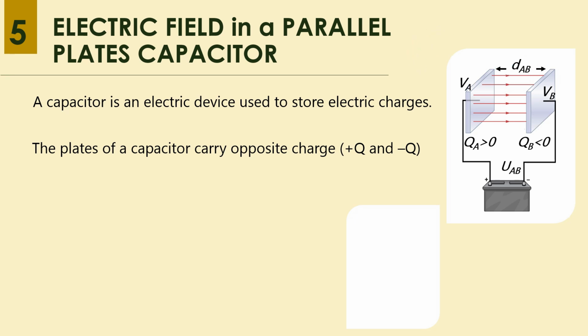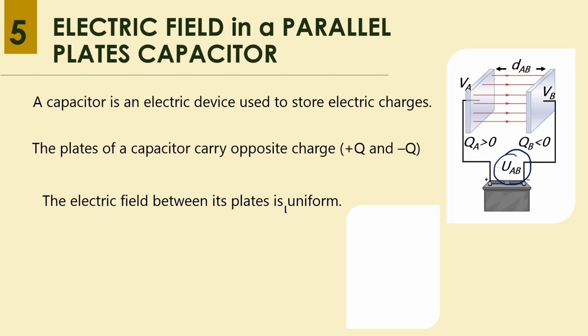The plates of the capacitor will be connected to a voltage source, maintaining a voltage UAB between the plates. Thus, we're going to obtain a uniform electric field. The word uniform might refer to direction, indicating a uniform direction, or it can refer to magnitude. Usually, we use uniform as direction, not magnitude.